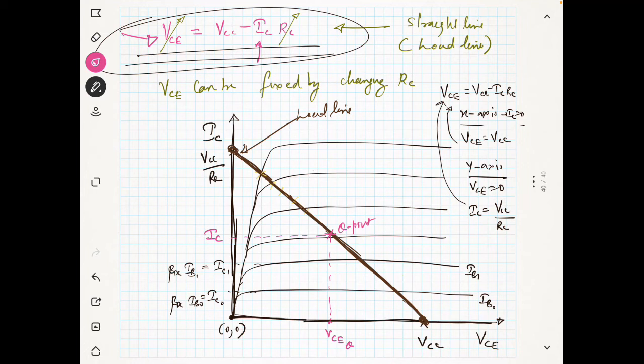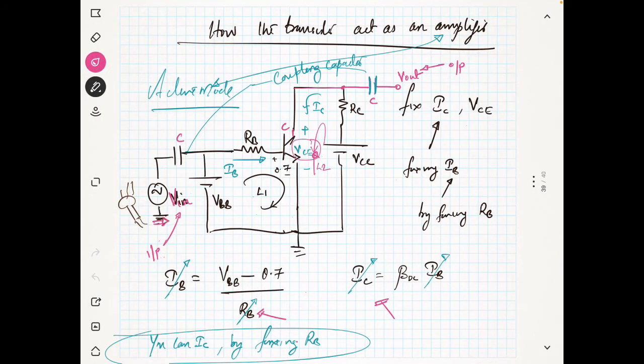We will call it the Q point. I hope that is clear to you. Now, how can we visualize the working of a transistor?